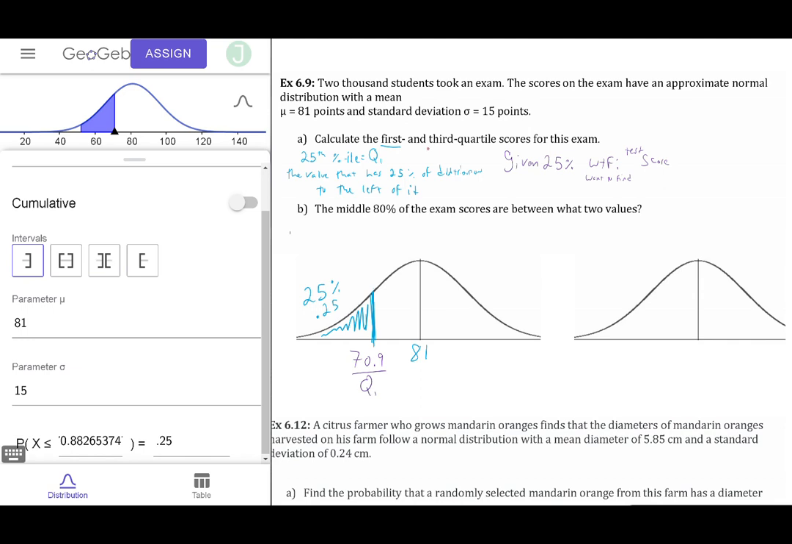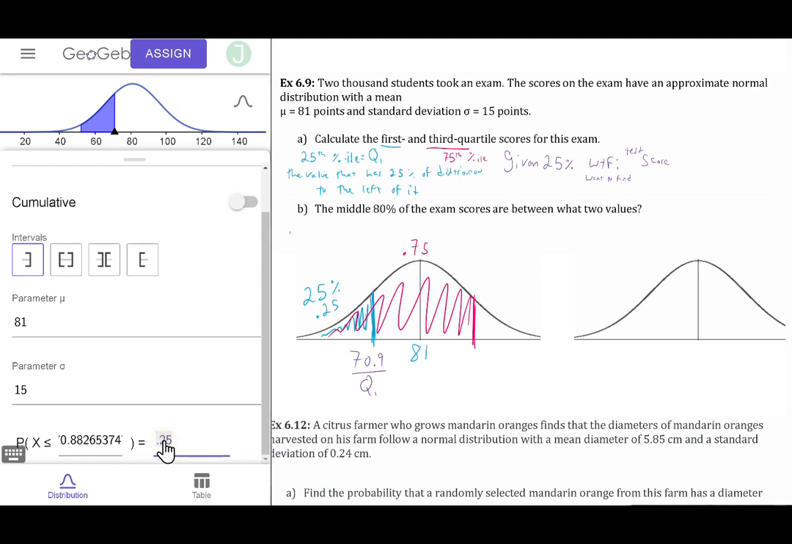Now we're going to find the third quartile. The third quartile just means the 75th percentile. So again, there's going to be some value over here where 75% of the graph is to its left. So 0.75, same thing. The only thing that's going to change is we're going to type in 0.75 as our value here. And we'll get that the test score inside the parentheses is 91.1. So that'll be Q3.